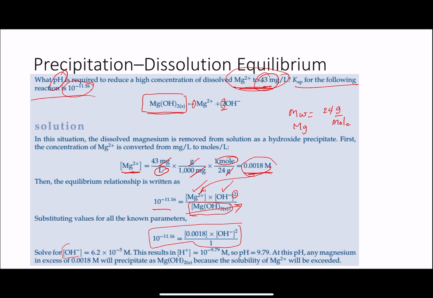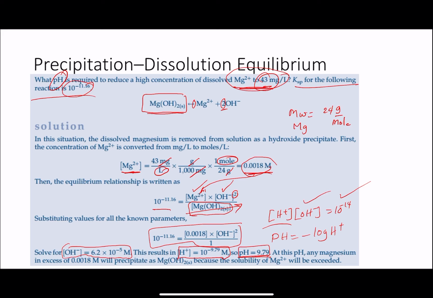OH- is equal to 6.2 times 10 to the minus 5 mole per liter. And remember, hydrogen times OH- is equal to 10 to the minus 14. So we have OH, we have this, we could find H. H would give you 10 to the power minus 9.79 molarity. Now, also we know that pH is equal to minus log hydrogen ion. We have the hydrogen ion 10 to the power minus 9.79. You put it here, it will give you pH 9.79.